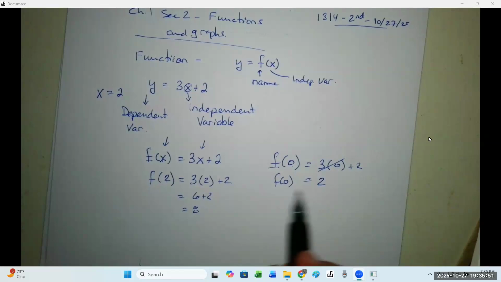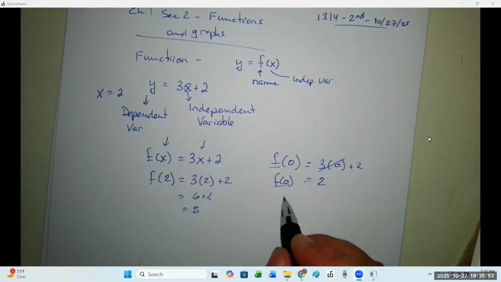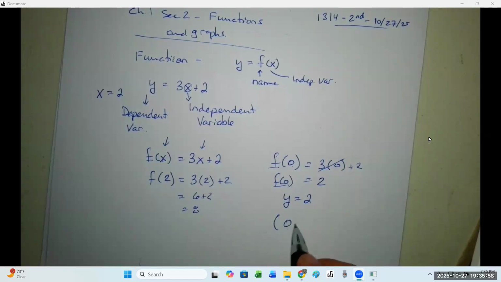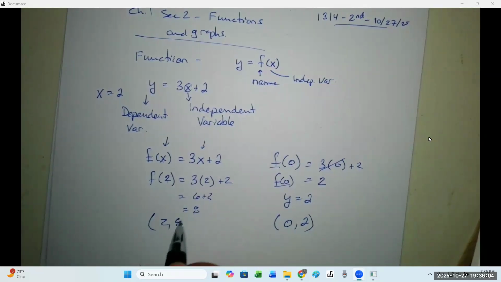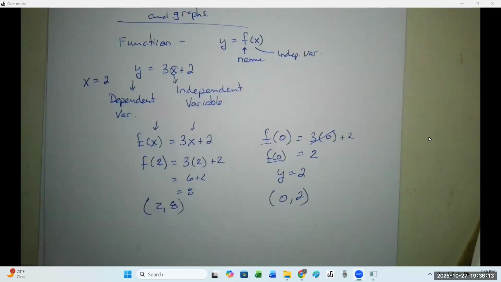These are still points on a graph. This is the same as the y value. So x is 0, y is 2. It's still a point on the graph. Here, x is 2, y is 8. They're points on a graph. Now, that's what function notation looks like.